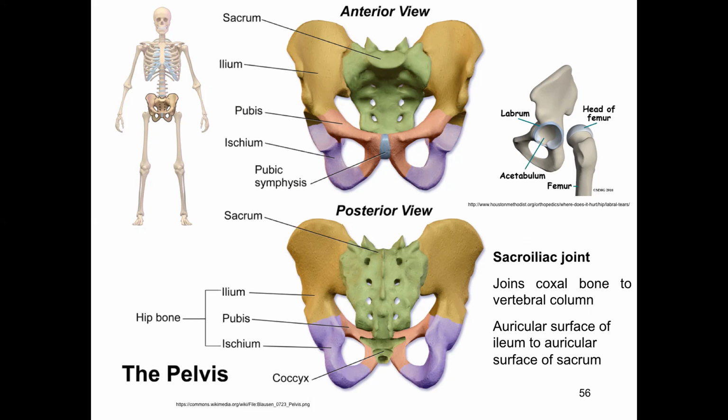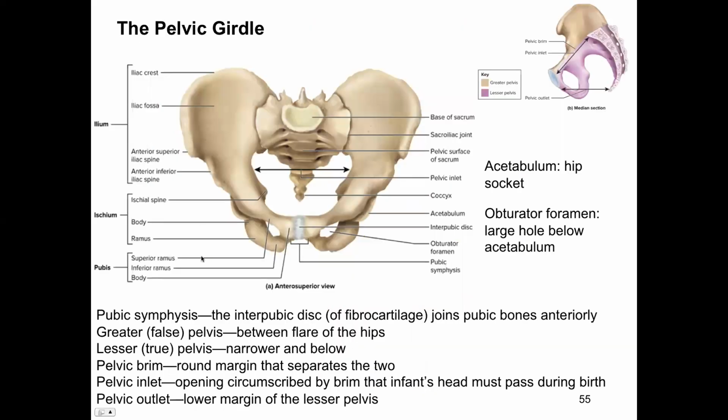So the two bodies of the pubis are in this part, and then there's the superior and the inferior rami. So if we go back here, here's the superior, all right, and then the inferior rami on either side of that pubic symphysis, all right, that joint there.